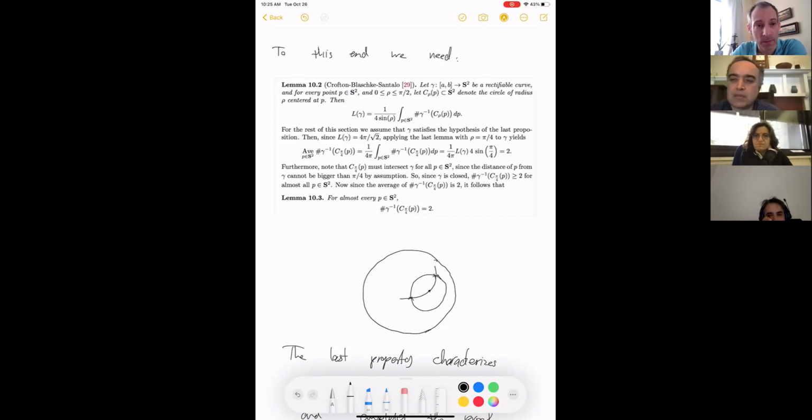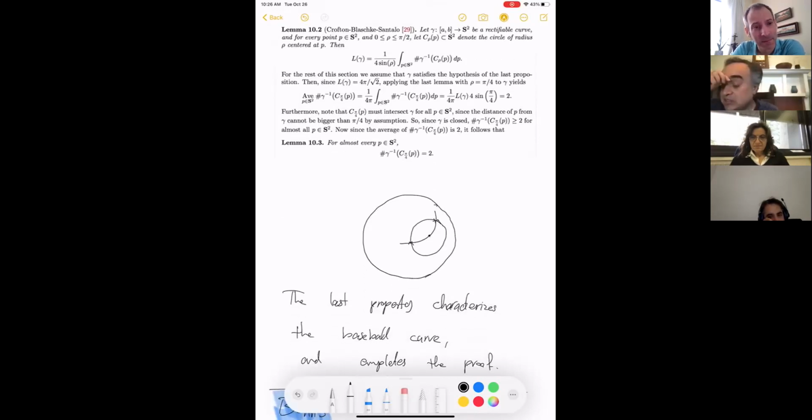I see. Yes, the characterization of the baseball curve, that's also something you guys proved. That's right. Now that takes also like 4 or 5 pages, but now you know what you have to do. And it's doable. It's just all kind of synthetic arguments. There's really no analysis there. It's just a neat geometric characterization of the baseball curve: the fact that it intersects all the circles of this radius exactly twice.